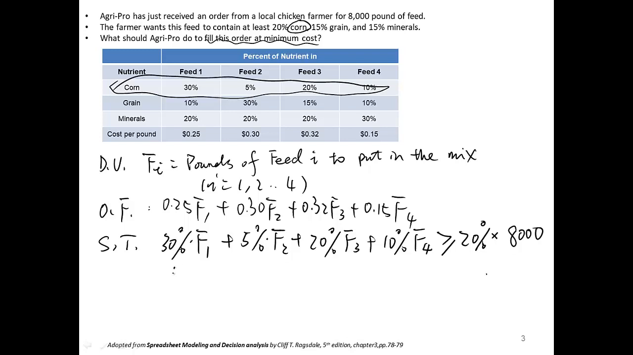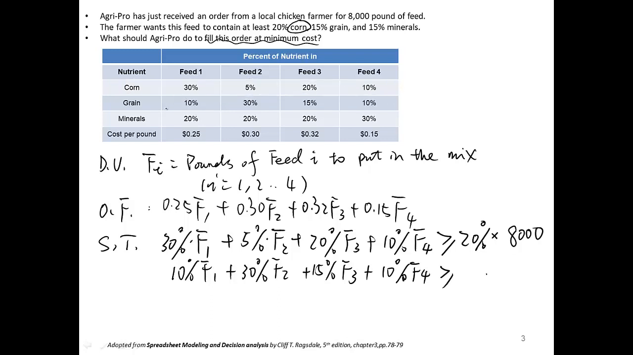So we'll look at the green. So 10% F1 plus 30% F2 plus 15% F3 plus 10% F4 greater than or equal to, now we're looking at green now. Okay, and the green we want 15%. So 15% of 8,000 pounds. Then we'll do the minerals, 20% plus 15% F.